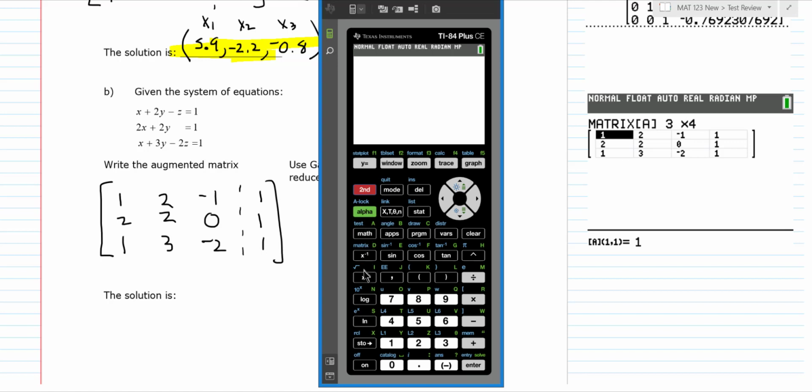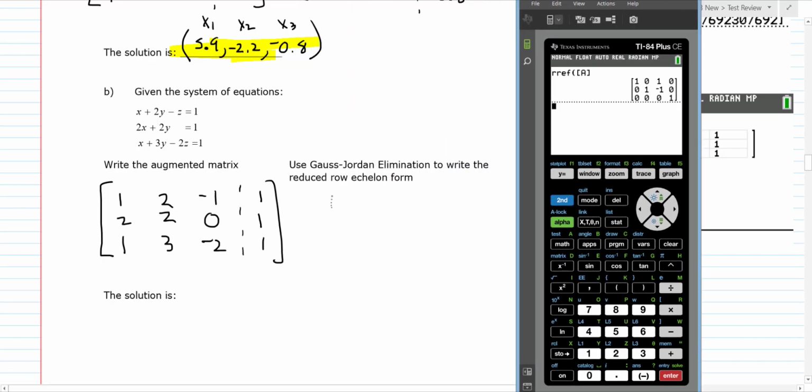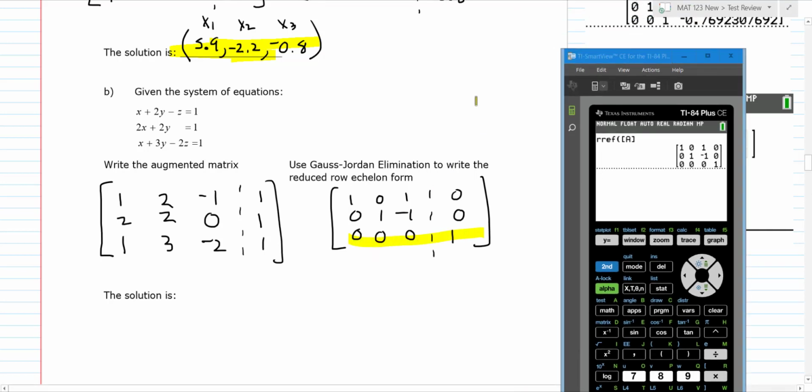Then I go second, x^-1, math, go down to reduced row echelon form. Second, matrix A. I'll get that put in, and now we're going to write down what we get. This is the other thing we learned that can happen. This is the other thing I want you to review. So the reduced row echelon form goes like this, and because of that last row, this is no solution.